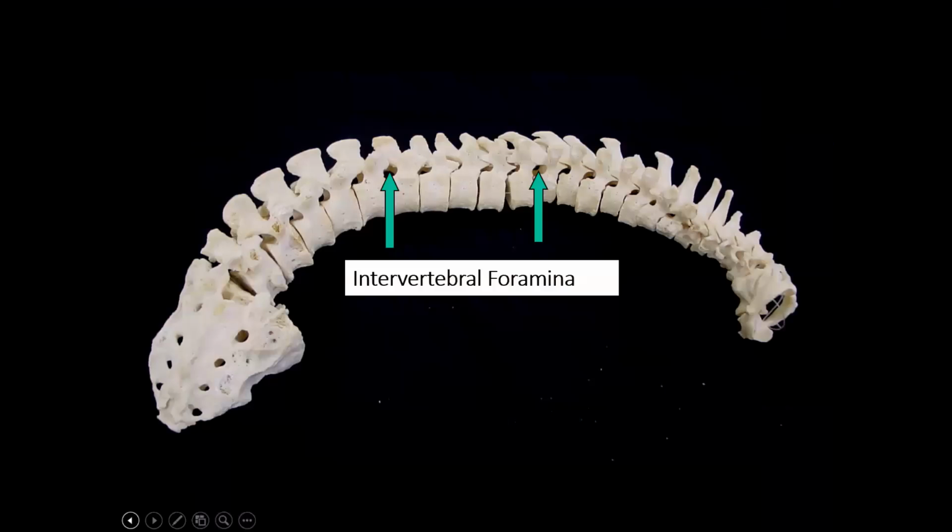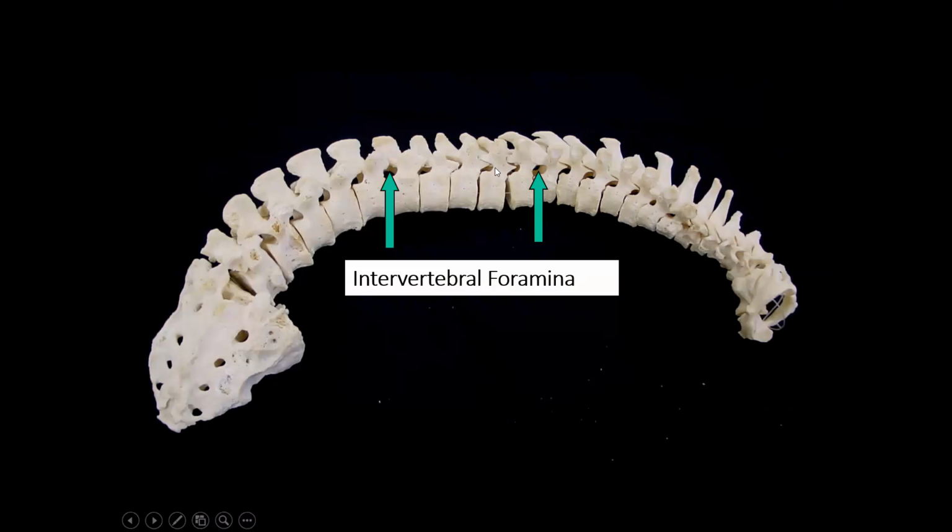This one. They're the intervertebral foramens right there. This is your spinous process here, and you can sort of see the transverse processes sticking out. There are the intervertebral foramens.